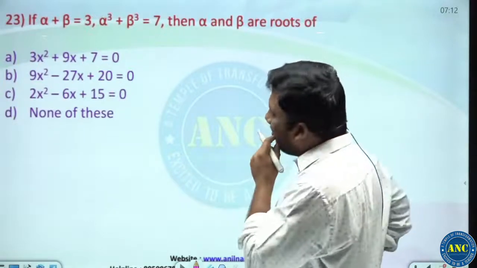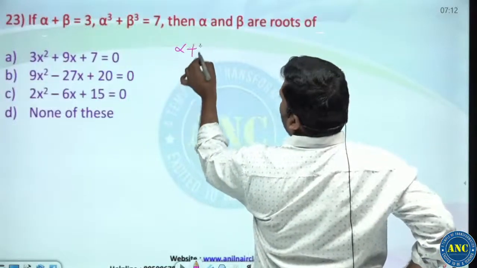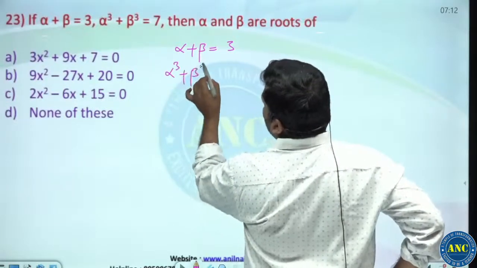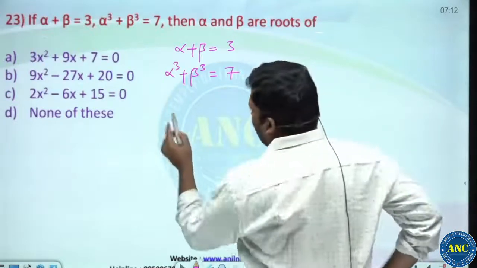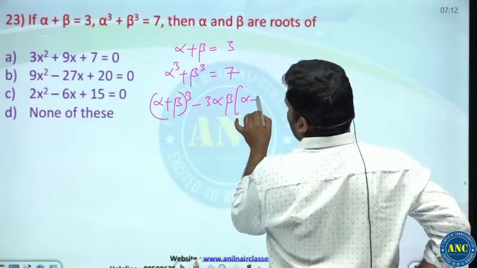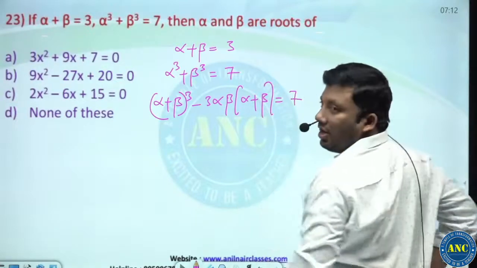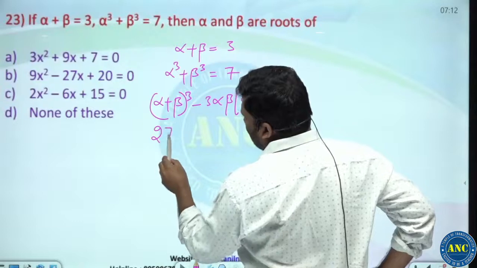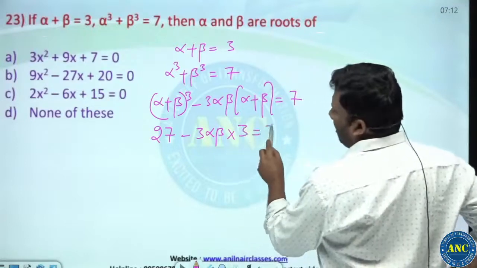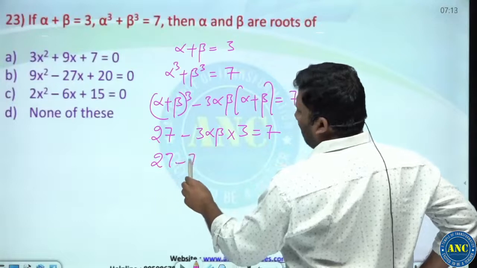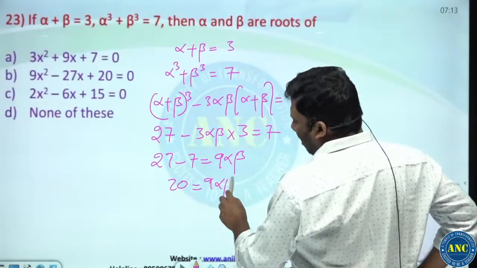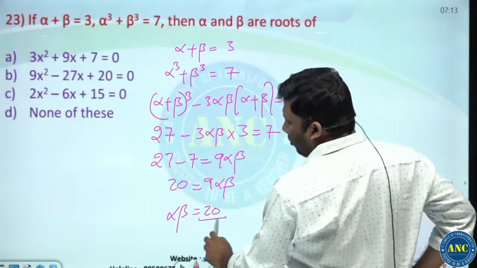Read the question. Alpha plus beta is equal to 3. Sum of the roots is given as 3. Cube sum, alpha cube plus beta cube, is given as 7. So alpha cube plus beta cube can be written as alpha plus beta whole cube minus 3 alpha beta into alpha plus beta, and it is 7. Alpha plus beta is 3. 3 cube is 27 minus 3 alpha beta into alpha plus beta, which is 3. So this will be 27 minus 7 equal to 9 alpha beta. So 20 equals 9 alpha beta. Alpha beta should be equal to 20 by 9.